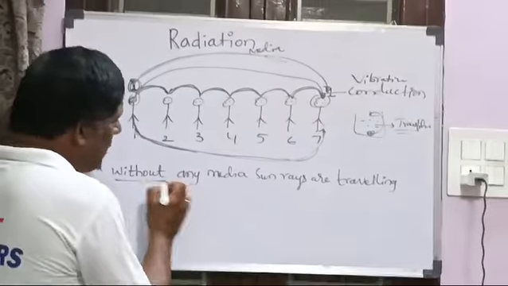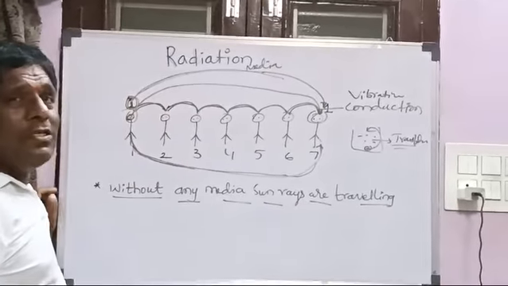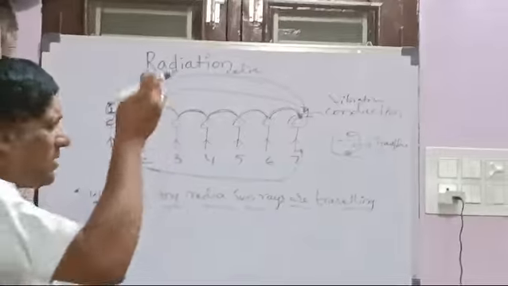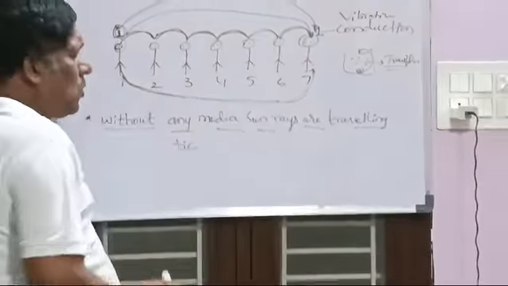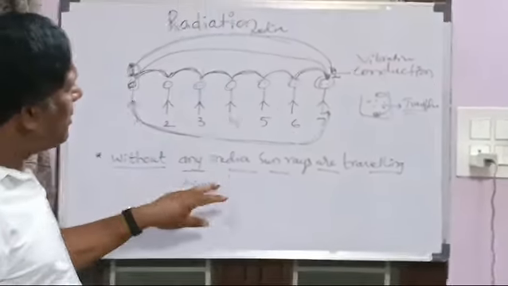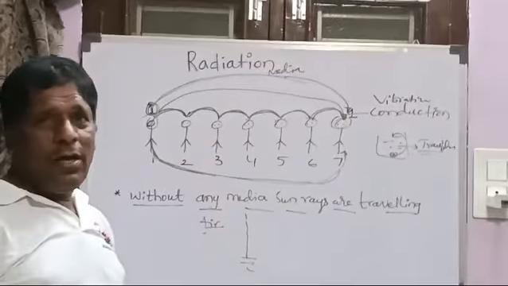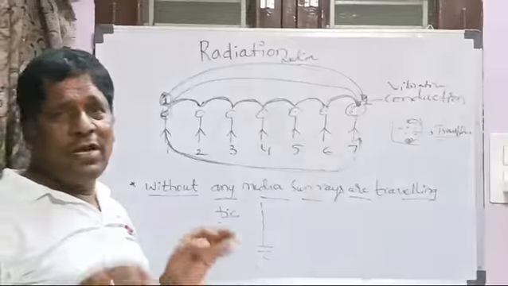Similarly, without any medium, sun rays travel from the sun to the earth. Between them there is space with no air, yet the heat rays travel and reach the earth. This is the best example for radiation. So this is a simple example of conduction, convection and radiation.